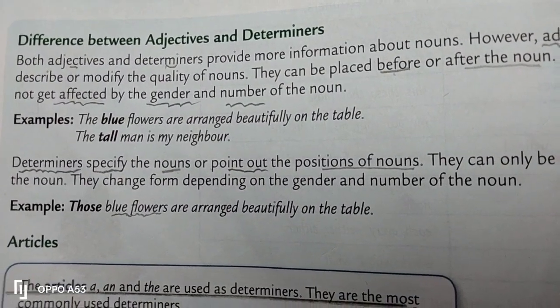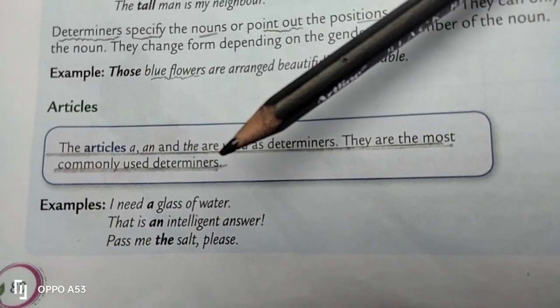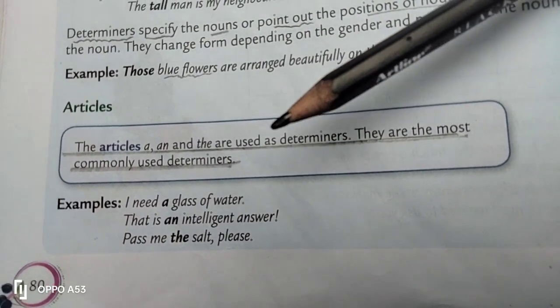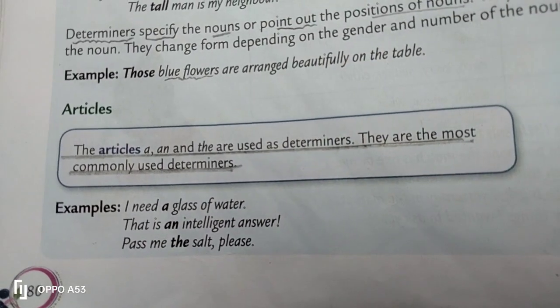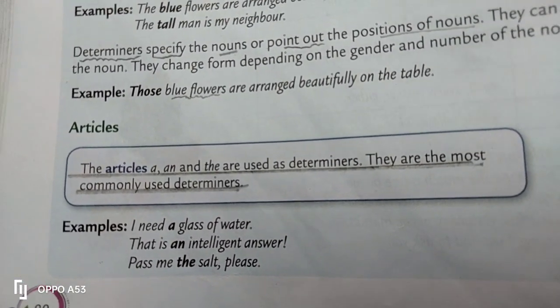Students, you have to focus also on the articles. Articles are also called determiners. They are the most commonly used determiners in our day-to-day life, even in speaking as well as in writing. So, I need a glass of water.